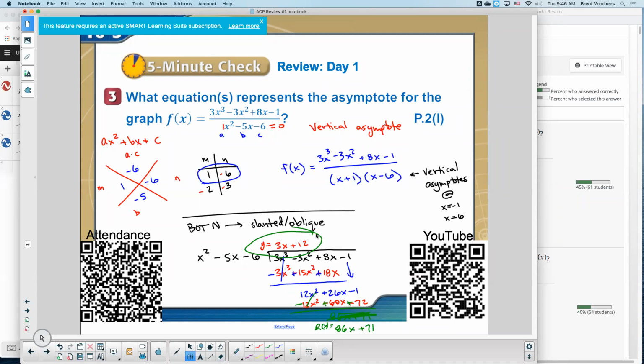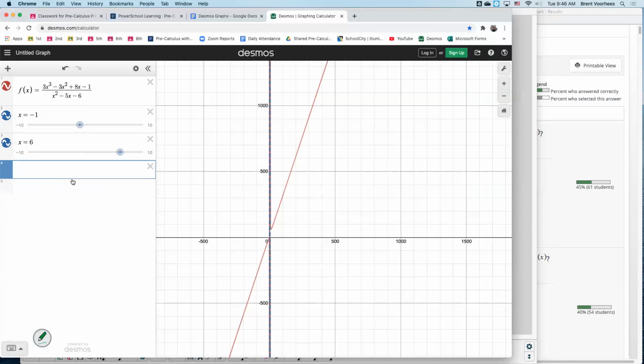So I'm going to go check the graphic, and then I'm going to tell you how to get this answer really fast if you're taking a test. 3x plus 12. Check that out. What do you notice about this purple line compared to the red? The same. They look exactly the same, don't they? Yep. So we got the right answer.